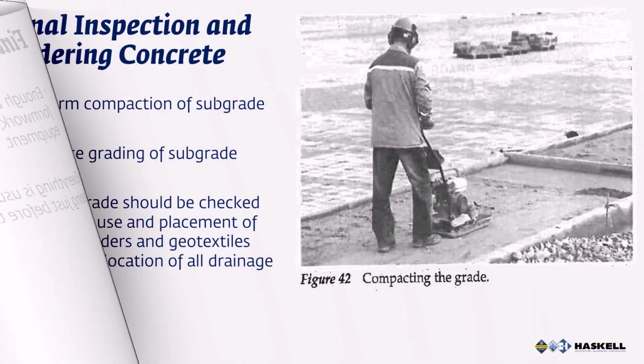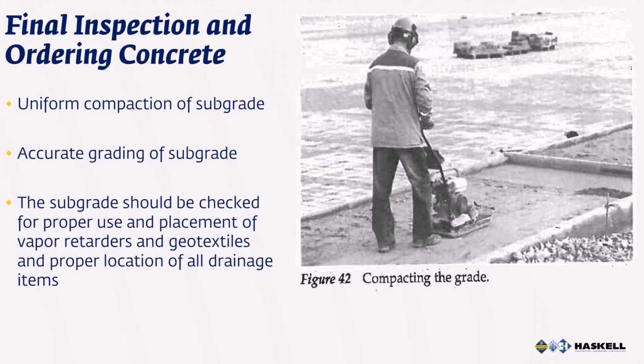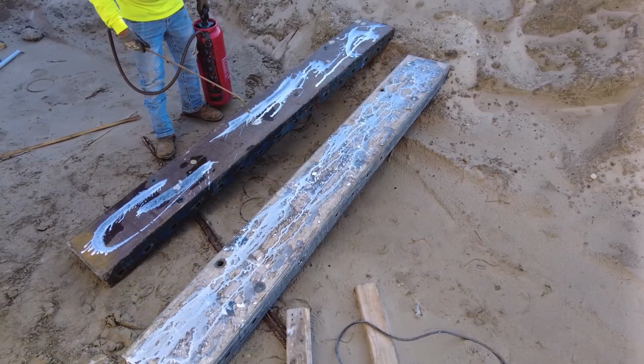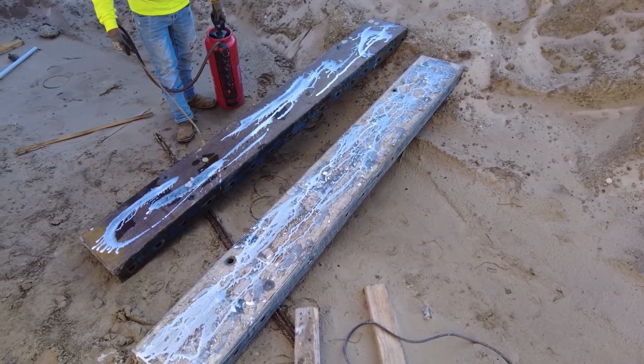The subgrade should be checked for the following: uniform compaction, accurate grading, proper use of vapor retarders, and proper location of all drainage items. Formwork inspection includes a check for the following: alignment and elevation referenced back to the survey benchmark. All dust, mortar, and other debris removed. Bracing and ties are adequate. All form joints and seams tight and sound. The grade in which the forms are set and braced remains stable, and form release treatment has been applied.